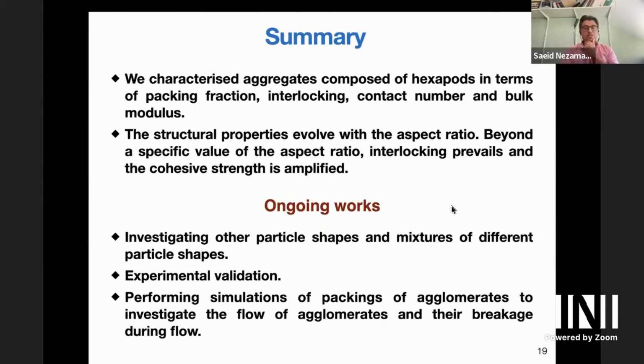Also, we want to extend this work to investigate other particle shapes, like the platelet, as you saw before, or also mixtures of different particle shapes. We hope we can validate these numerical results experimentally. We would like to perform simulations of packing of agglomerates to investigate the flow of agglomerates and their breakage during the flow.